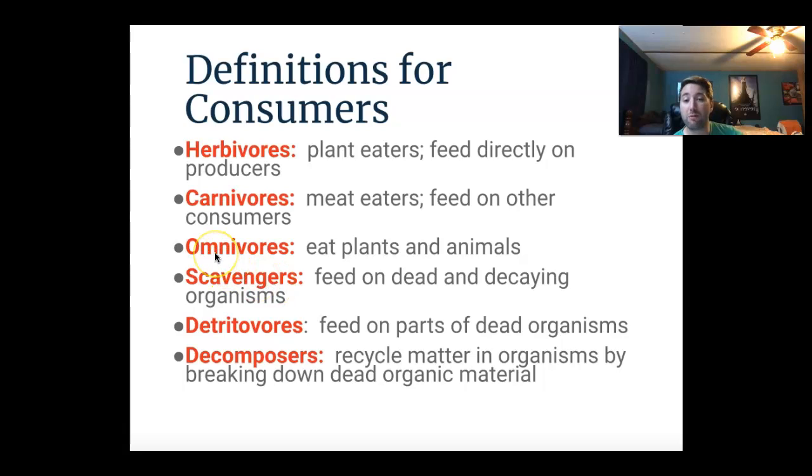An example of an omnivore would be a bear or humans. An example of a carnivore would be like a tiger or a lion. And then an herbivore example would be like a rabbit.